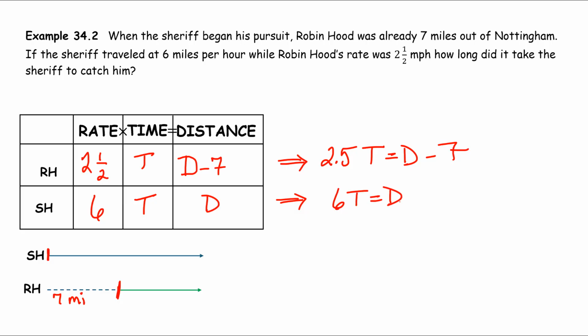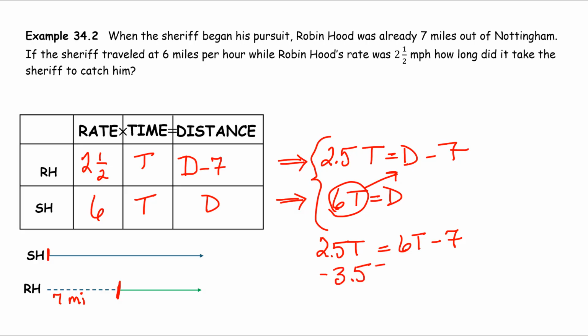So again, I'm going to use substitution to solve this system of equations. So I will have 2.5t is equal to d, which is 6t, minus 7. I'm going to subtract 6t on both sides, so I'll have negative 3.5t is equal to negative 7. So t is going to be 2 hours. And what is t? It is the time, because they both were going at this for the same amount of time. And so it took 2 hours for the sheriff to catch him. How long did it take? 2 hours.